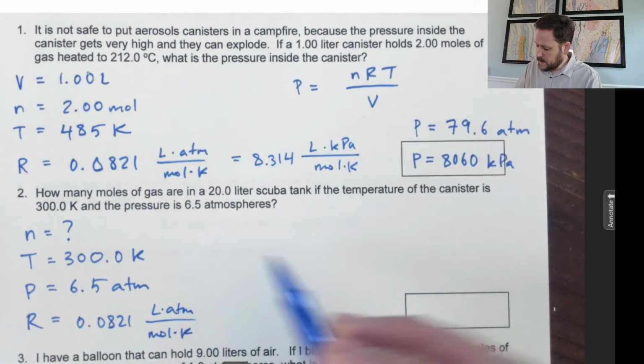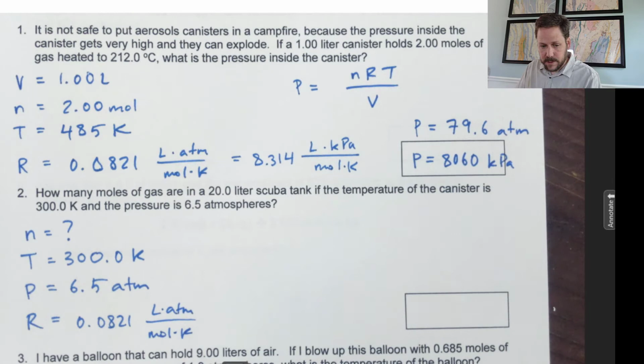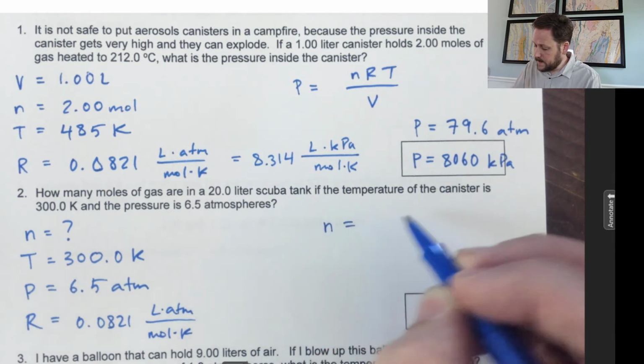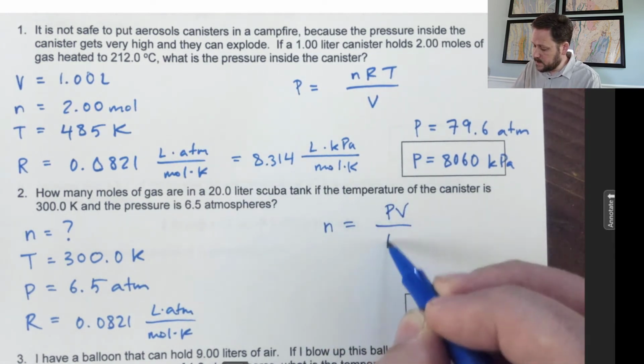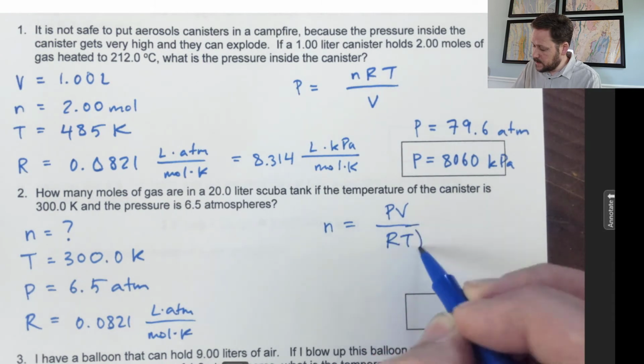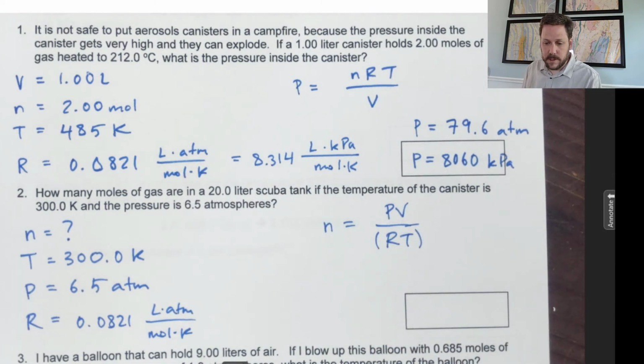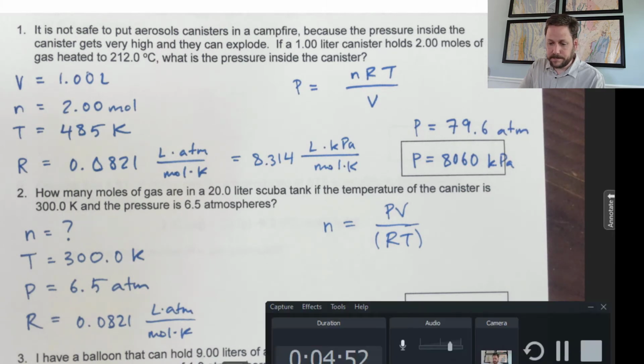Now let's see. I want to rearrange PV equals nRT to solve for n. That means I'm going to divide both sides of the equation by the quantity RT. Notice that that is the quantity RT, so pay attention to order of operations, and I'll go ahead and plug the numbers in and round my answer to 2 significant figures. Let's see what we get.